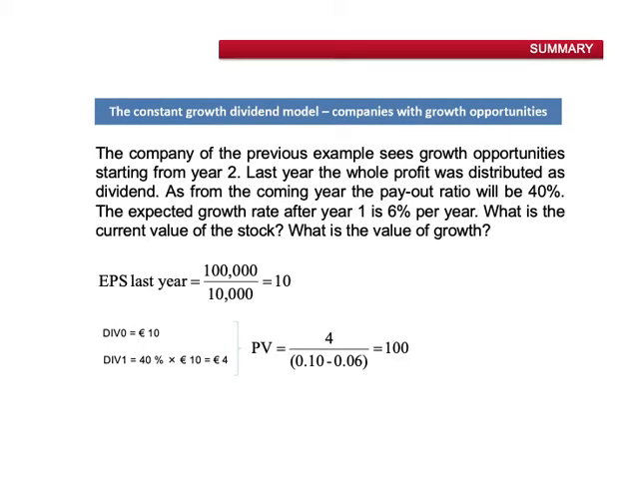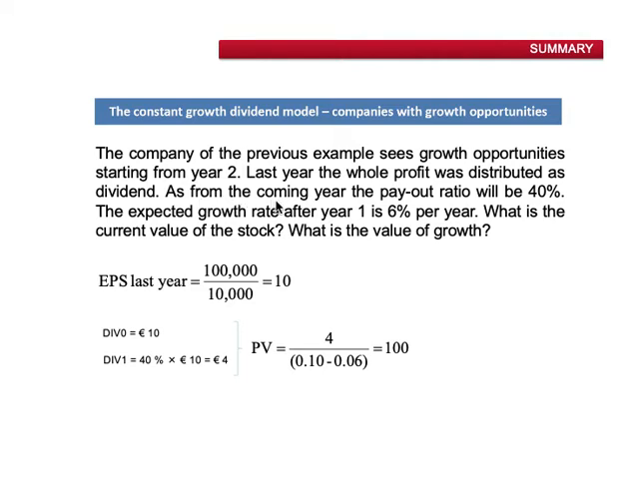So let's have a look at another example using the same company. In this case, last year, the whole profit was paid out as dividend. As a result, the company is having growth opportunities not in the first year, but from year 2 onwards. That makes sense, right? Because last year we didn't reinvest anything, so we can have no growth opportunities in the first year.